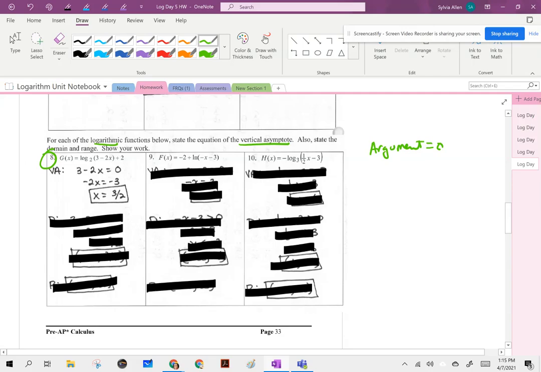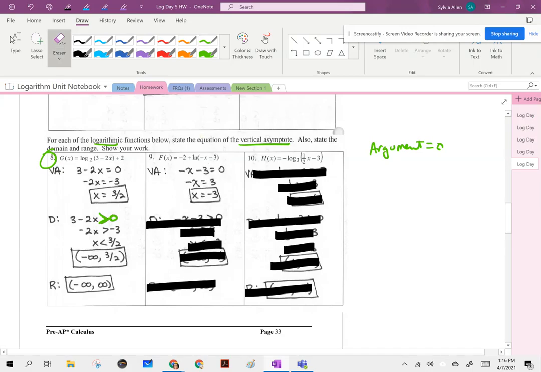So there's my argument equal to 0, and I'm solving. The domain is the same thing. It's going to be the argument, but this time it's going to be greater than 0. And then the range is always all real numbers. Okay, so number 9, try 9.